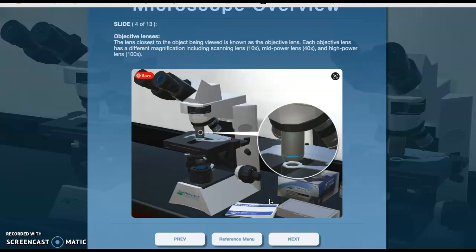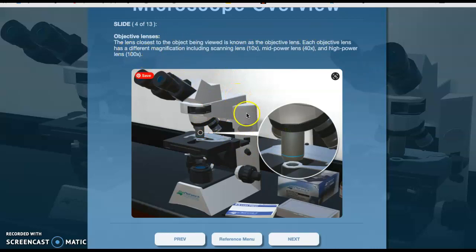There's the scanning lens, so that would be the smallest one. On ours in school, it's a 4 times your eyesight lens. And then we have a 10 times your eyesight lens, and then sometimes we have a 40 times your eyesight lens. In this particular tutorial, they have a 10x lens, a 40x lens, and a 100x lens.